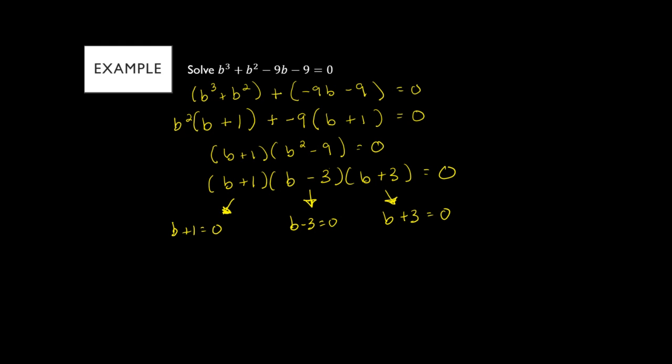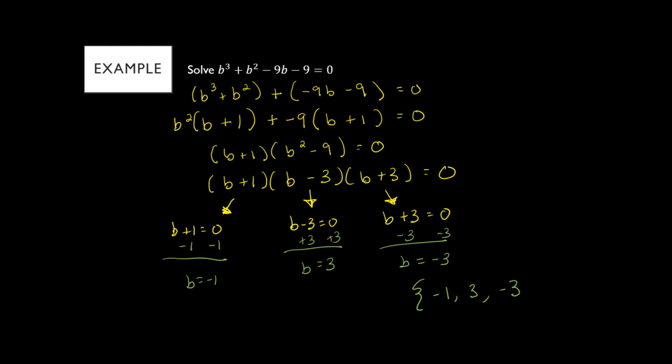And again, we started with something that had an exponent of 3. We're going to get 3 solutions here. So when I solve, I'm left with b equals -1. Then I add 3 to both sides, get b equals 3. And then I subtract 3 from both sides to get b equals -3. So my 3 solutions are -1, 3, and -3.